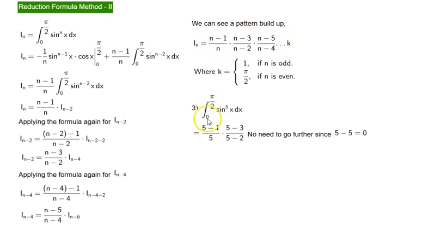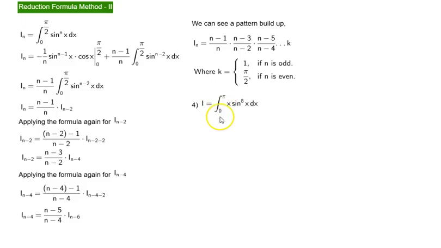So n minus 1, that is 5 minus 1 by 5, times 5 minus 3 by 5 minus 2. And we don't need to go further because 5 minus 5 becomes 0. So we have 4 by 5 times 2 by 3, which is equal to 8 by 15. Okay, now let's look at the fourth one.